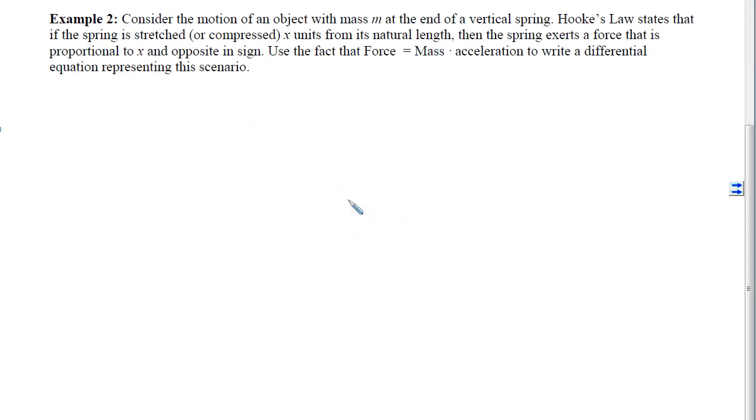So what we see here is that the spring is going to exert a force, so we can say that the force is proportional to, that's a constant, times x and opposite in sign. Now looking at this equation, we can see that we have translated this force that's proportional, but we don't have any derivatives. So we're going to replace force with what we know it equals.